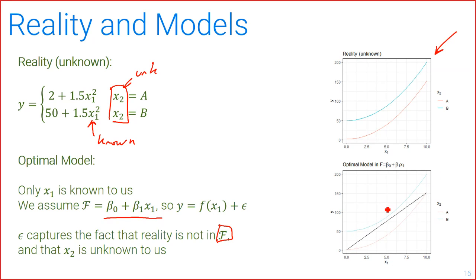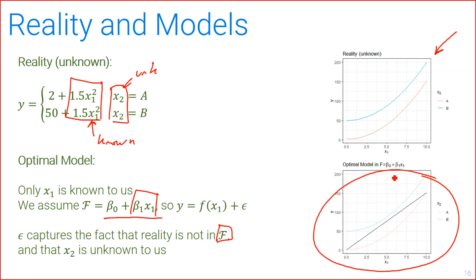That would be the optimal model in our case. This is the best we can do without any knowledge of x2, and without modeling the quadratic relationship. Because you see, in reality, it's a quadratic function of x1, but we are modeling it as a linear function of x1. This is what epsilon is about. It's about the mismatch between the best that we can do and reality. So this is the optimal model, the best that we could do under our assumptions.